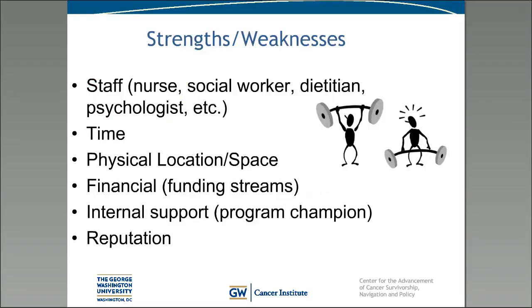So to think through strengths and weaknesses internal to your organization, consider, who are the staff that are available to use for your program? Do your staff have the time to go through medical records and create a survivorship care plan? Do you have space to hold support groups, clinical visits, or other things? Is there money allocated in your department's budget, or do you have outside funding to support your program? Is there a program champion and support from upper management and other clinical staff? What is the reputation of the institution and the staff involved in your program?